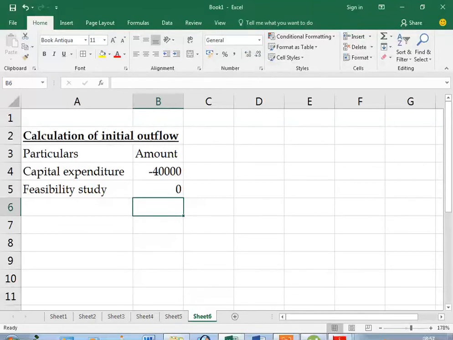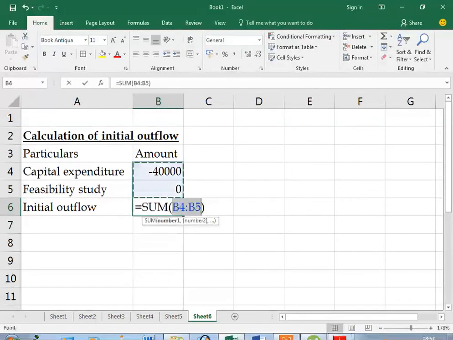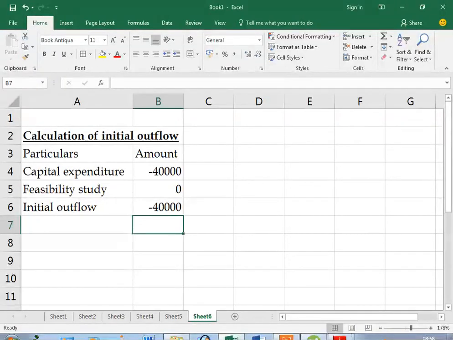So feasibility study, if it's already done, can I tell the other person that I'm not doing the project, I'll not pay you for the feasibility study? No. If you have put in your effort, as a consultant, you give me 8,000. Irrespective of whether you want to do the project or not do the project, I'm not bothered about it. So that's the concept. Clear? So initial outflow is 40,000.